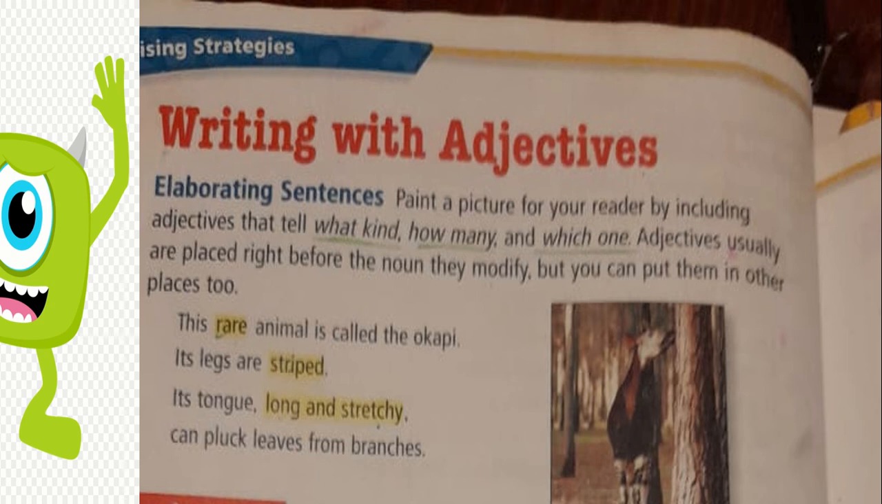Let's read these examples. This rare animal is called okapi. Its legs are striped. Its tongue is long, stretchy. Can pluck leaves from branches. Now I want you to identify the adjectives in yellow.